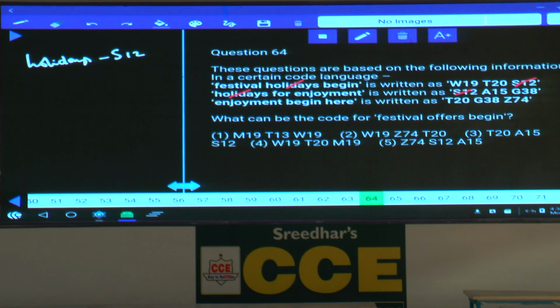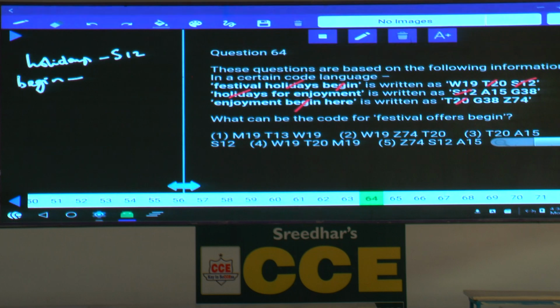Now, if you compare the first and the third, festival and begin, begin is the word which is common. As begin is common, the code which is common between these two is T20. Hence, the code to the word begin is T20.